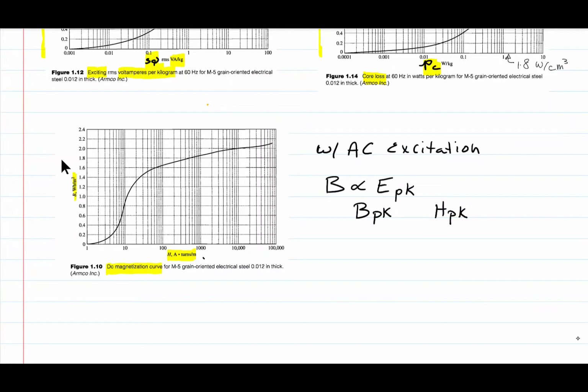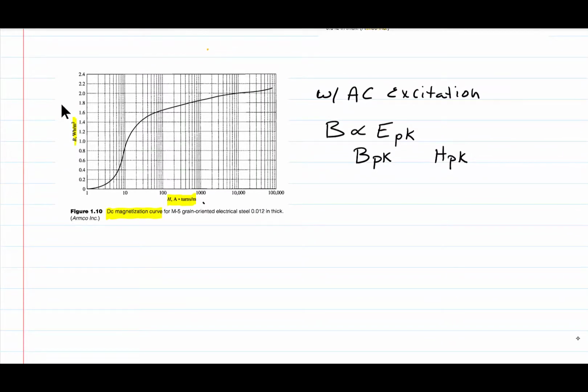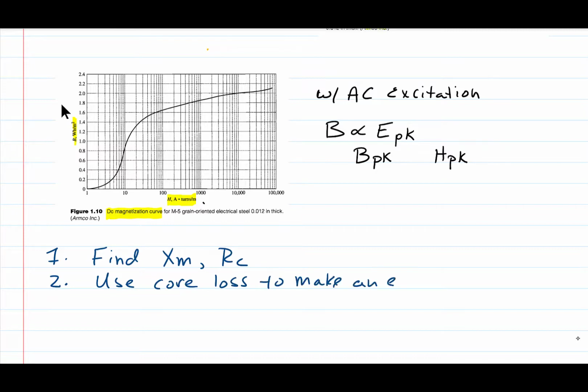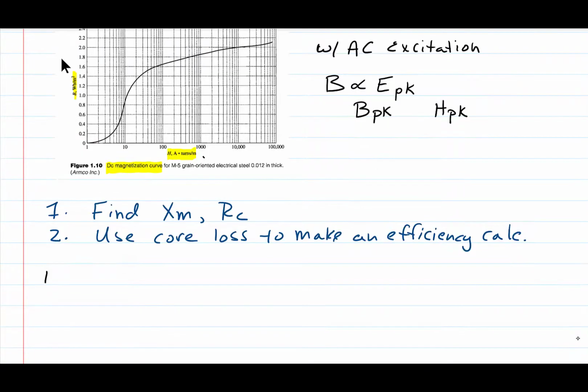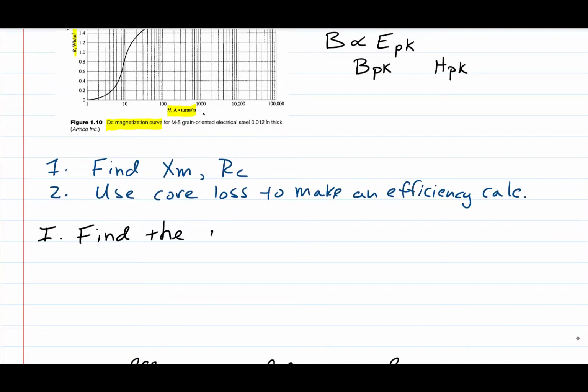Okay, so what we're after now is to find two things. We want to find the magnetizing reactance and the core loss resistance. We talked about it in our last lecture already without a numerical example, but in the handout notes I added a numerical example already. We're just looking at finding it a different way. We also will use the core loss to make an efficiency calculation. So the first step, step 1, find the core flux density.